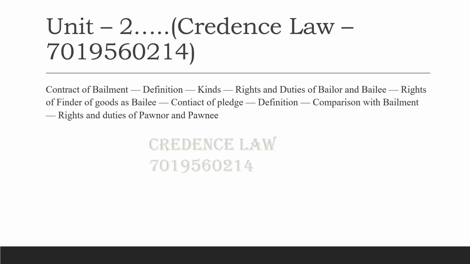We, as a bailor, deliver clothes to the bailee, that is, a tailor, for the purpose of stitching. Once the stitching is done, the cloth is to be returned back to the bailor. That is an example of the contract of bailment. And then the rights and duties of the bailor and the bailee are important.